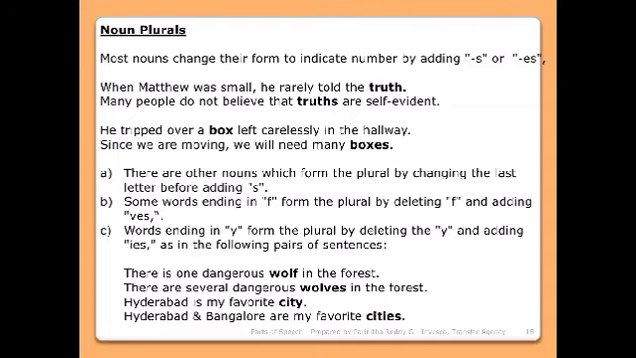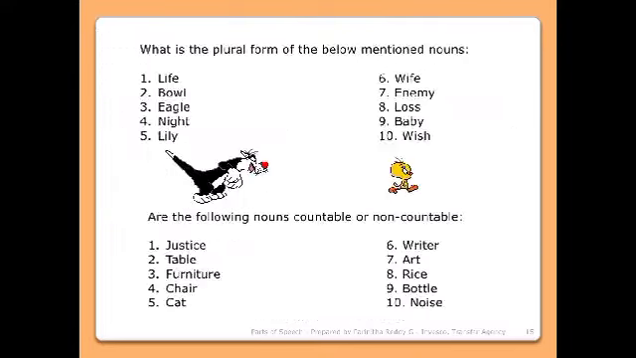So there are other nouns which form the plural by changing the last letter before adding s. And some words ending with f form the plural by deleting f and adding ves. For example, there's one dangerous wolf in the forest. There are several dangerous wolves in the forest. Hyderabad is my favorite city. Hyderabad and Karachi are my favorite cities. So there is a difference you can see over here. Anyways, what is the plural form of the below mentioned nouns?